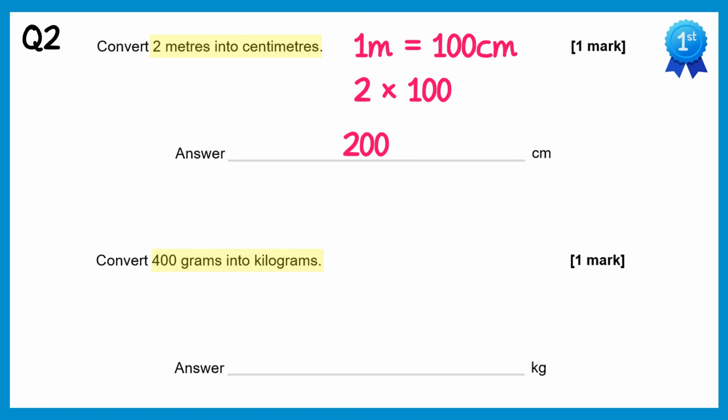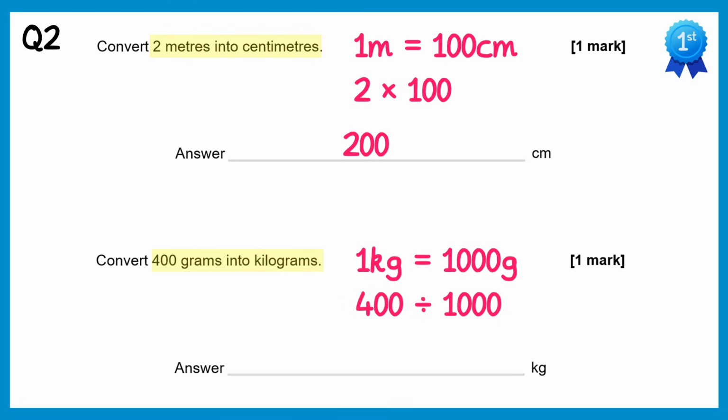You need to know that 1 kilogram is the same as 1000 grams. But this time we're going from grams over to kilograms, so we need to divide this time. So we're going to do 400 divided by 1000. Remember, you've got your calculator if you need it for that. You'll end up with the answer 0.4.